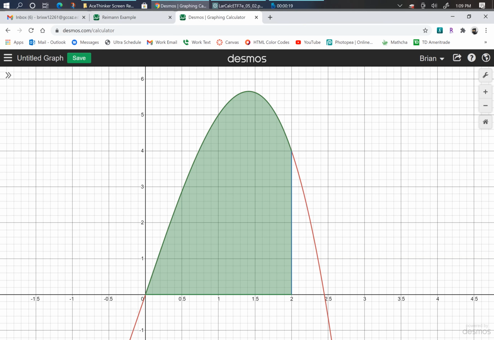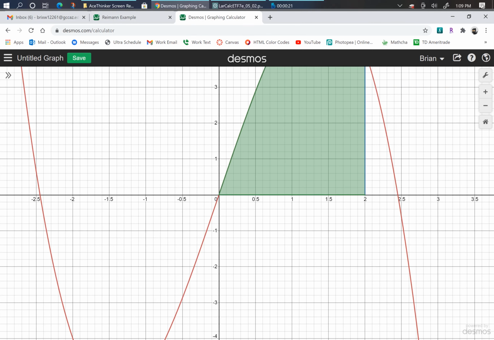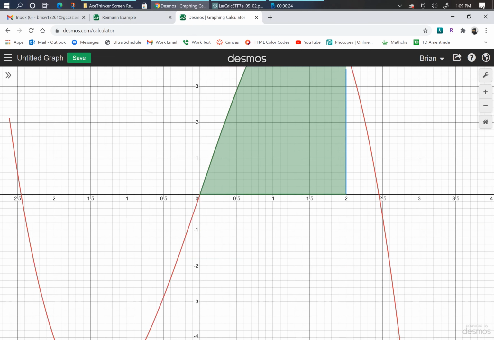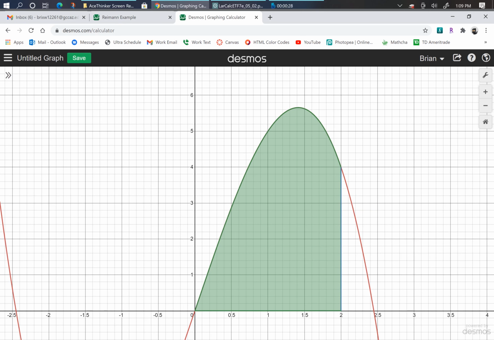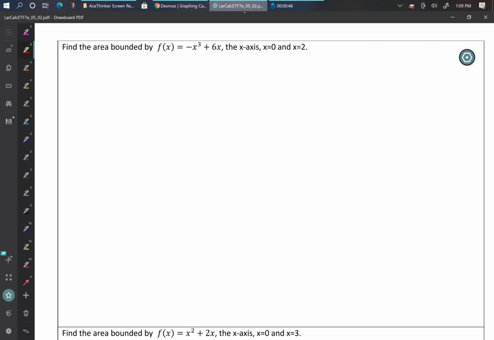Now, one thing to keep in mind is clearly this function is not always positive. There are sections where it is negative. But on the interval that we care about, that is from 0 to 2, we are looking at a non-negative function, ranging from 0 to a high of, what is that, like 5.5 or so. My job is to find that green shaded area. As I've said before, geometry has failed us because that is not a geometric shape. So I need to use calculus.